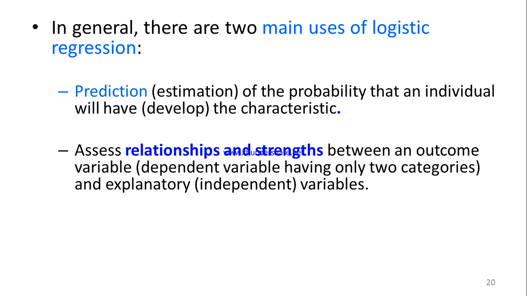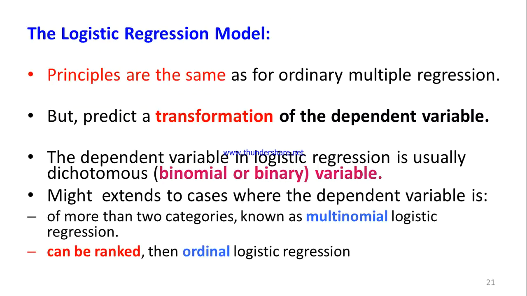Second, logistic regression is also used to assess the strength of association, the strength of relationship. That is measured using measures of association such as odds ratios, as you know. In most logistic regression models, we report odds ratios. So that's where logistic regression becomes very important.